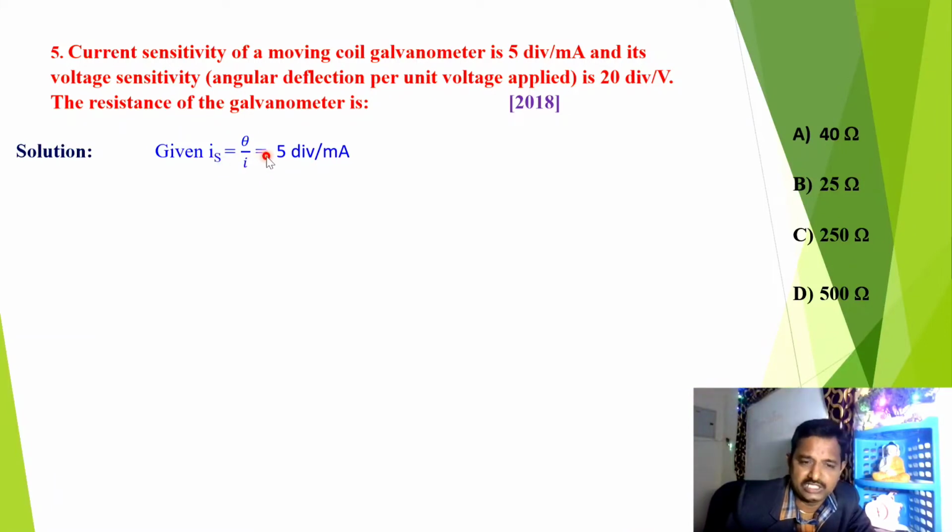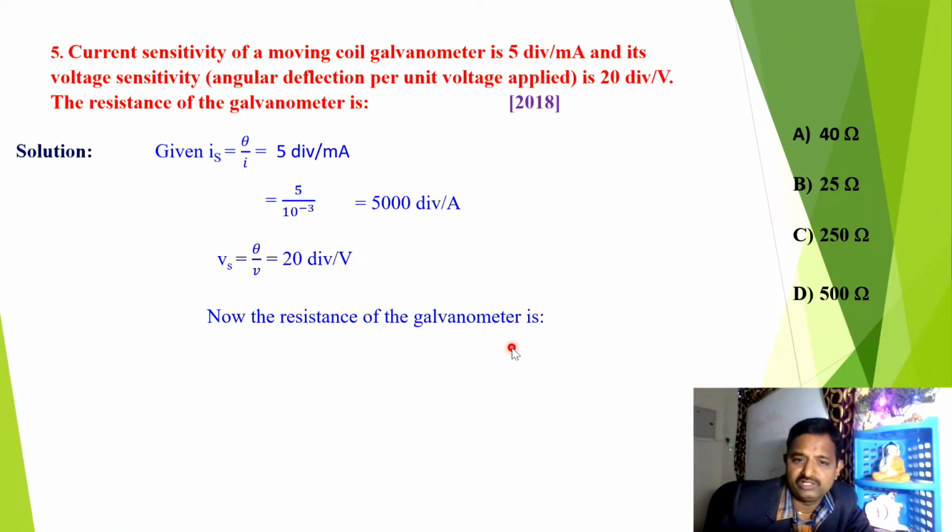Given current sensitivity, IS means current sensitivity, that is equal to theta by I, that is equal to 5 divisions per milliampere. So that is 5 by milli, which means 10 power minus 3. So we will get 5000 divisions per ampere. And given voltage sensitivity, theta by V is equal to 20 divisions per volt.